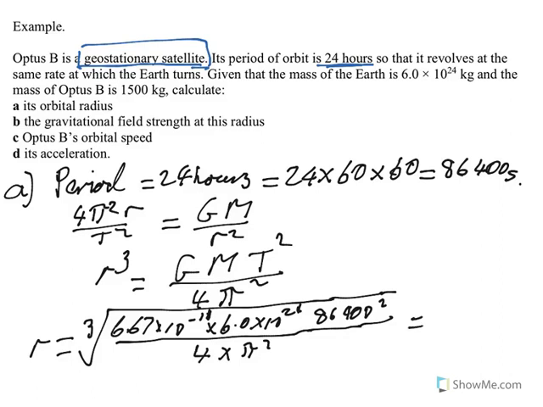And then we're over 4 times pi squared. And when you figure that in your calculator, you get 4.23 by 10 to the 7 metres, which, to put it in something that's a little bit more recognisable to us, is 42,300 kilometres. So there's part A.